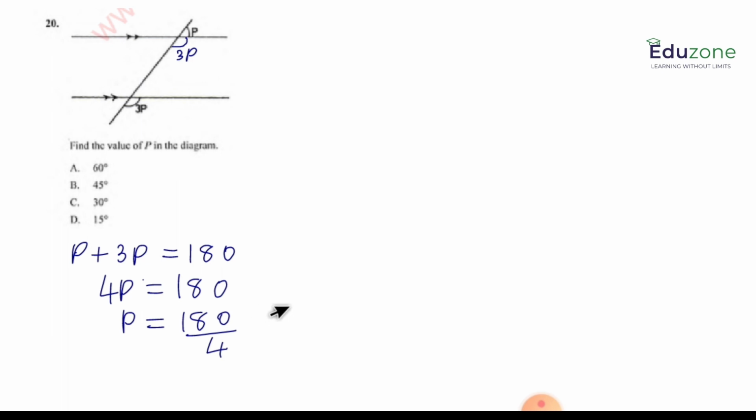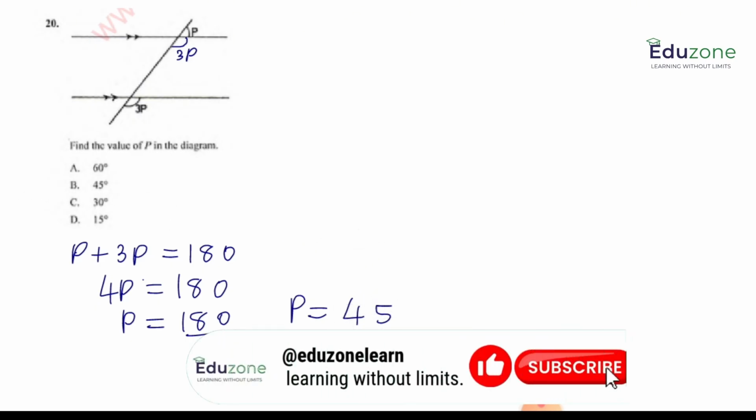P will be equal to 45 degrees. P will be equal to 45. So our answer is what? B.